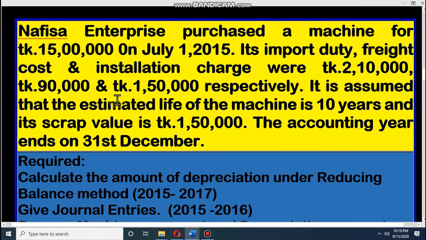Dear student, we are taking a math problem from Nafis Enterprise. They purchased a machine for 15 lakh on July 1, 2015, and its import duty, freight cost, and installation charges were 2 lakh 10,000, 90,000, and 1 lakh 50,000 respectively. It is assumed that the estimated life of the machine is 10 years and its scrap value is taka 1 lakh 50,000, and the accounting year ends on 31st December.